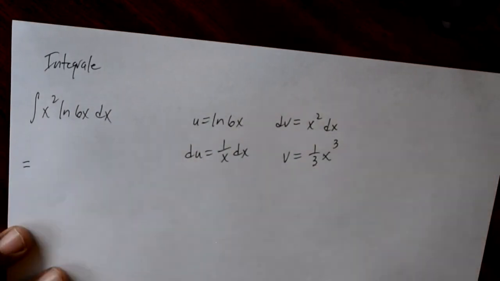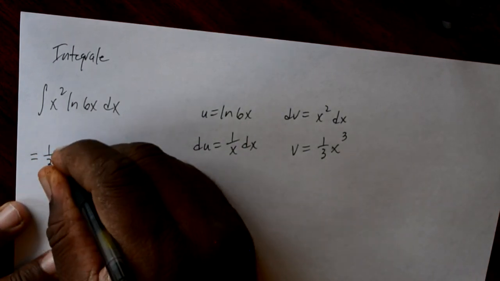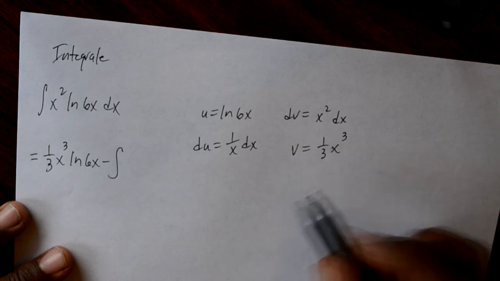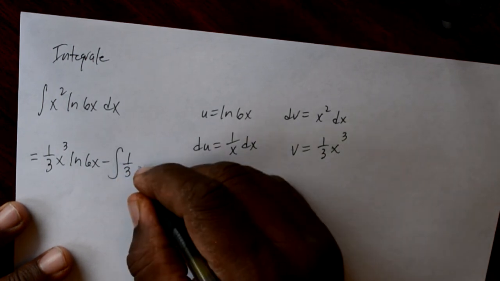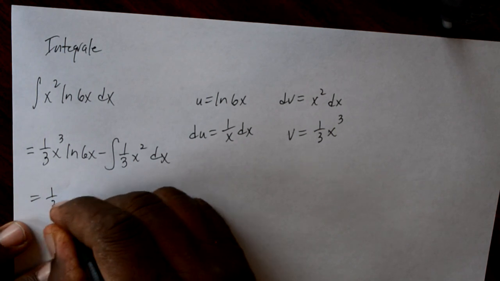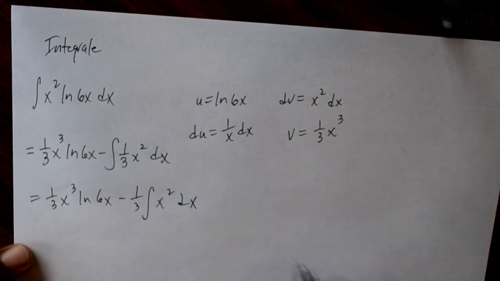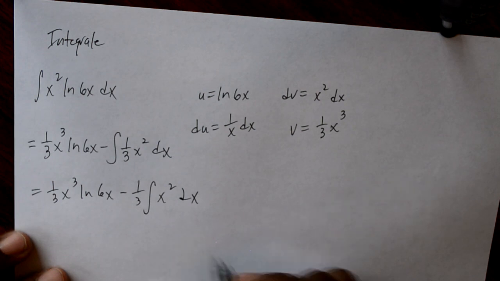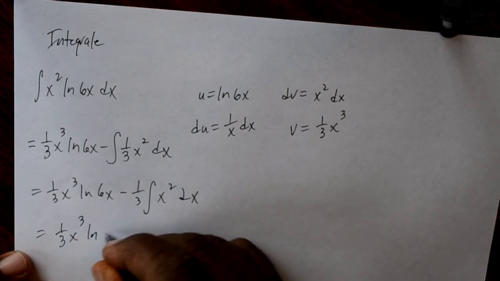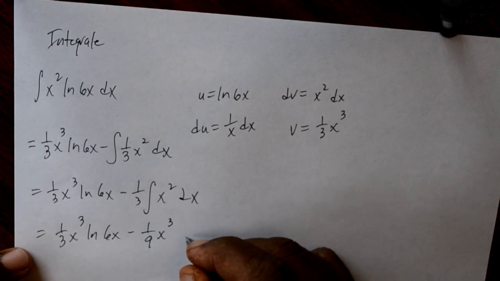And now we'll substitute into the integration by parts formula. So we have u times v. That's 1/3 x cubed times the natural log of 6x minus the integral of v du. So that's 1/3 x squared dx. I'll pull 1/3 in front of the integral operator. And I'll integrate x squared, which gives us 1/3 x cubed ln 6x minus 1/9 x cubed plus c.